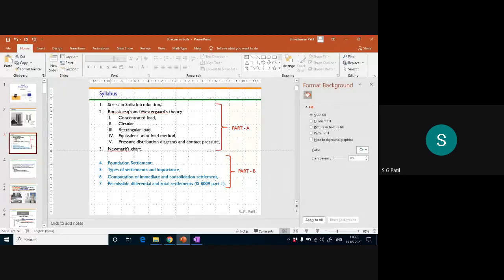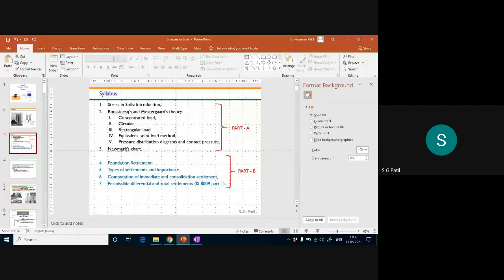We said that in settlement we have three types: one is the immediate settlement, or elastic settlement, then the consolidation settlement, and then the secondary consolidation settlement. As we discussed in our previous lecture, elastic or immediate settlement is very important for sandy type of soil, like coarse grained soil. Consolidation settlement is more prominent in clay type of soil.